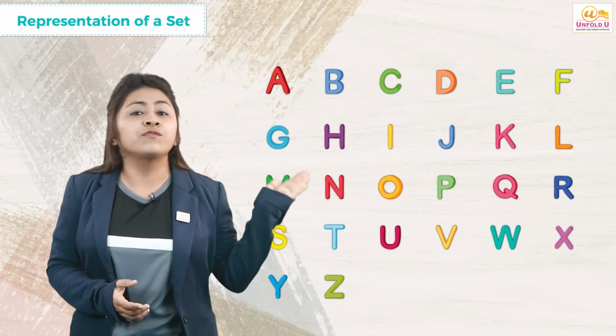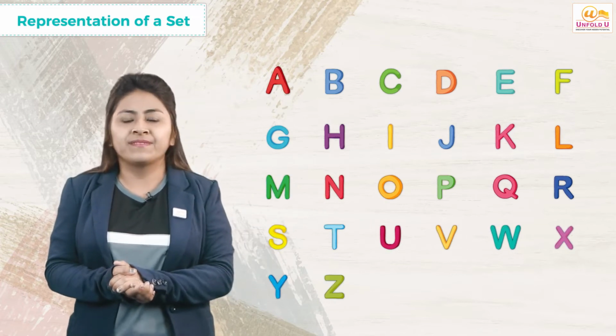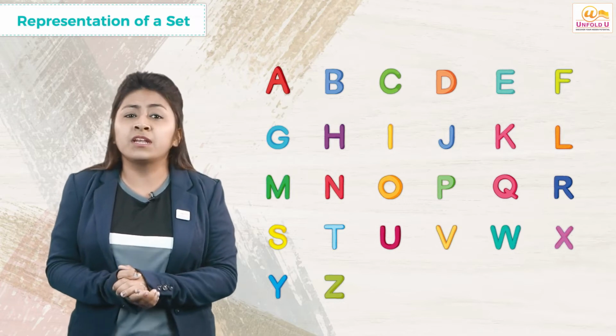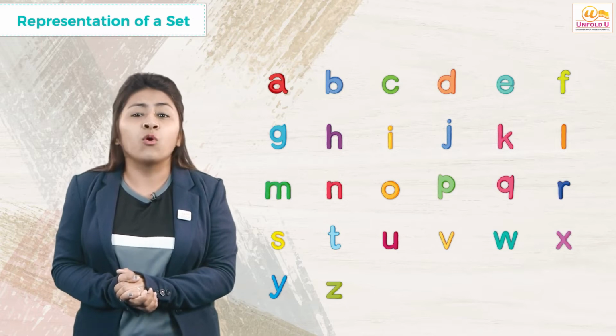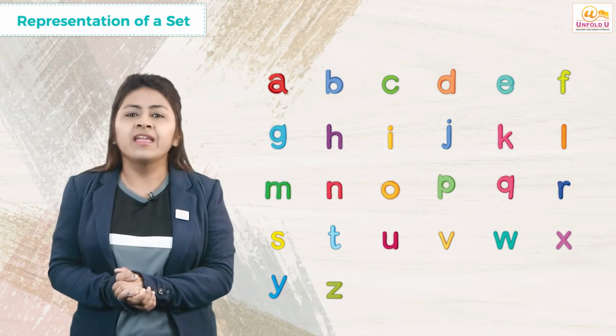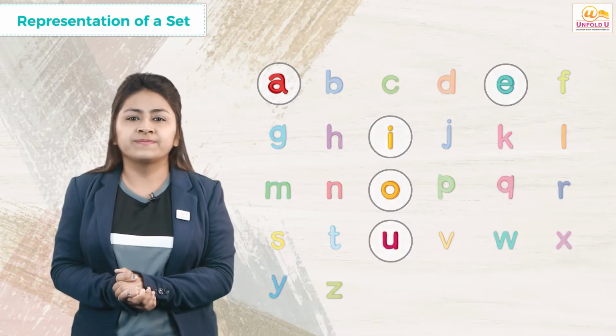Now that we know what a set is, let's learn how we can name it. A set is always named with capital letters of the English alphabets. It can be any letter from A to Z. The elements of the set are represented with small letters. For example, the set of vowels of English alphabets are A, E, I, O and U.